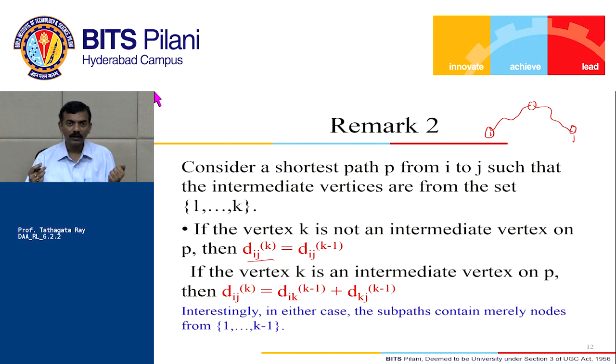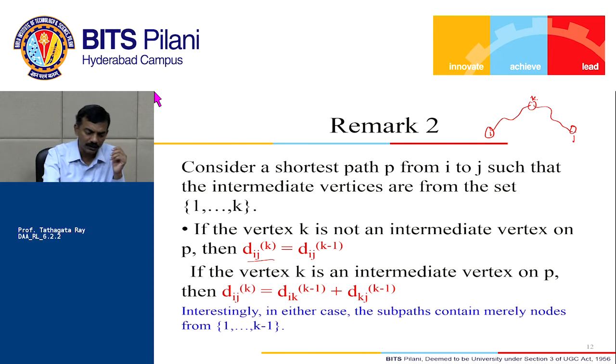The other case is that the vertex k is an intermediate vertex, that is, the path is going through the vertex k. Then D_ij^k I can represent as D_ik^(k-1), where the intermediate vertices are from 1 to k minus 1, plus D_kj^(k-1), that is, the distance from k to j where the intermediate vertices are from 1 to k minus 1. Fine, so I have only these two cases.